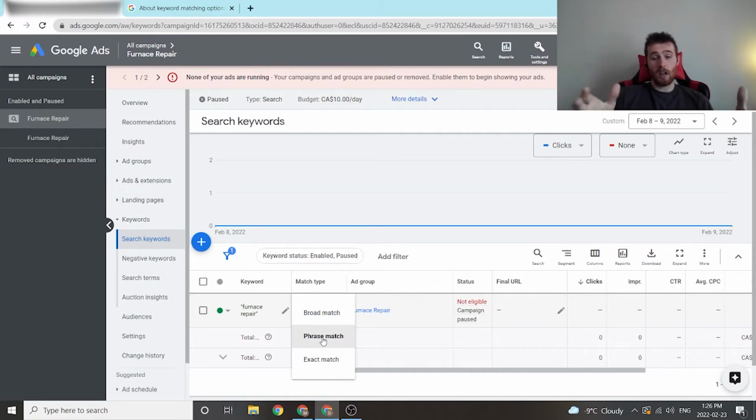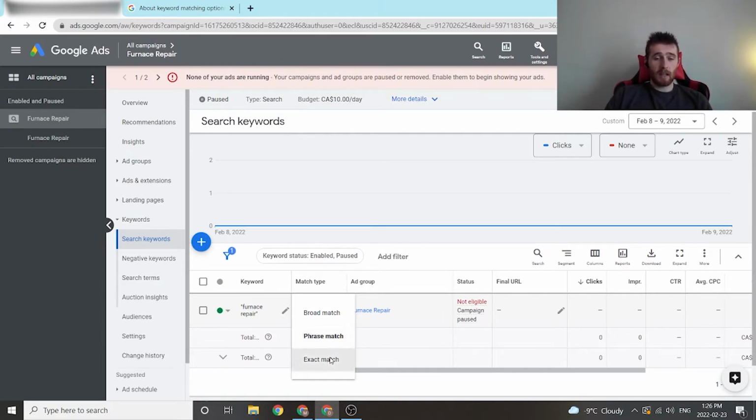So phrase match used to be a very particular phrase, and only the words in it could be shown up in a search term. Like furnace repair, if you had it backwards, repair furnace, it could pop up. But now it's more or less broad match modified. So anything relating to furnace repair for phrase match can really pop up. It's very similar to broad match in that sense.